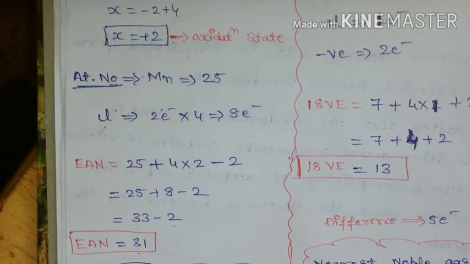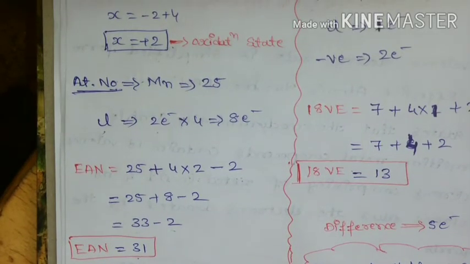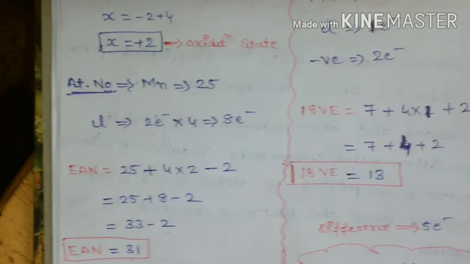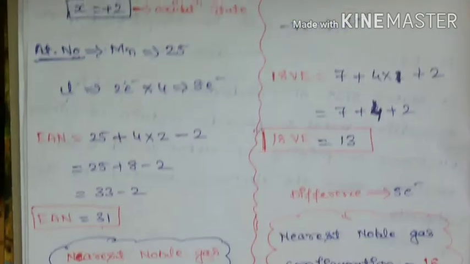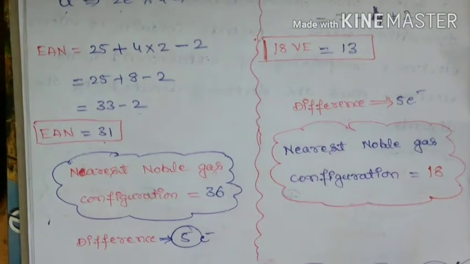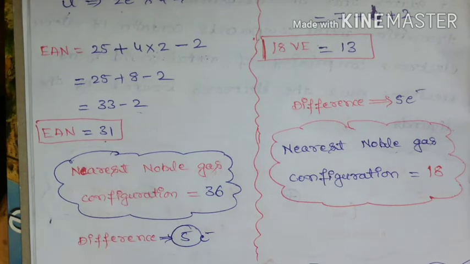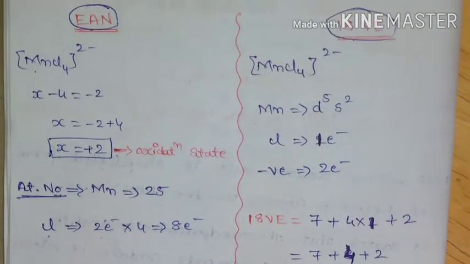This effective atomic number rule is used to determine stability. If a complex has the nearest noble gas configuration, then that complex is stable. Here the atomic number is 31, and the nearest noble gas configuration is 36. So the difference is 5 electrons. We should get the same difference in the 18 valence electron rule, because we said it is equivalent and a simplified form. Now we will see it through the 18 valence electron rule.